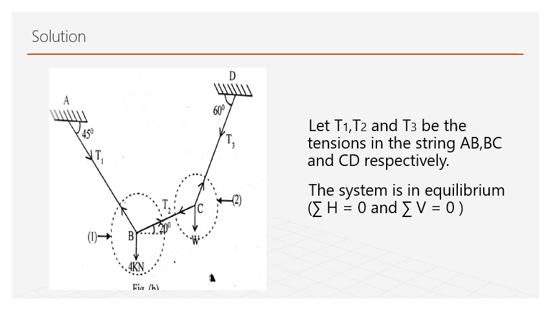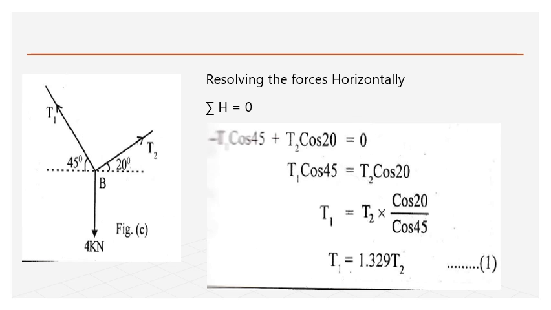Similarly at the joint C, T2, that is the tension in the string BC. If you come from B, that is also T2. If you come from C, that is also T2, the same string BC. T3, that is the tension in the string CD, and the W. Okay. So by applying the conditions of equilibrium, considering the joint B, let's apply sigma H is equal to 0 or sigma V is equal to 0.